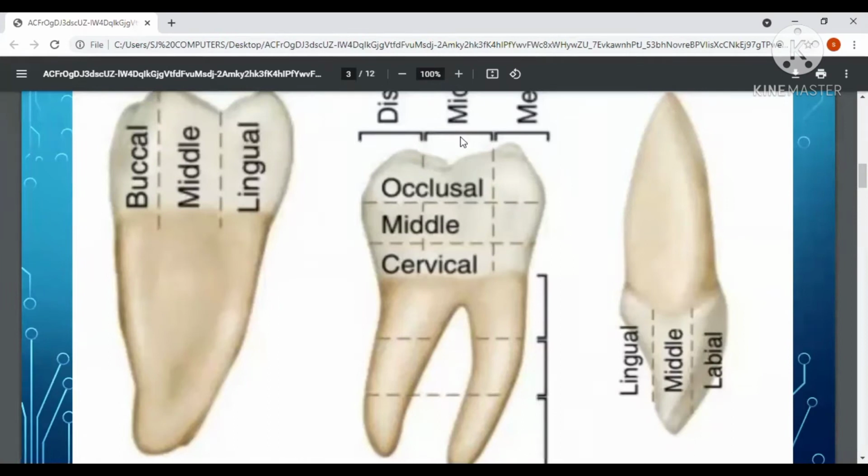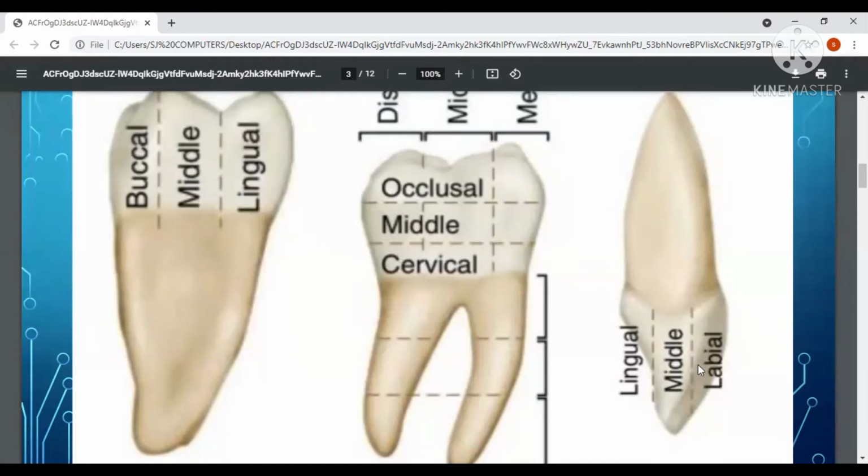So if you see in this crown, this is a molar tooth, we can say a posterior tooth, right? As you know, in anteriors we term the occlusal surface as the incisal surface, and for posteriors we use the occlusal surface. So if we divide the crown from the occlusal to the cervical line, it would be divided as occlusal, middle, and then the cervical third, right? So that was buccal, middle, and lingual.